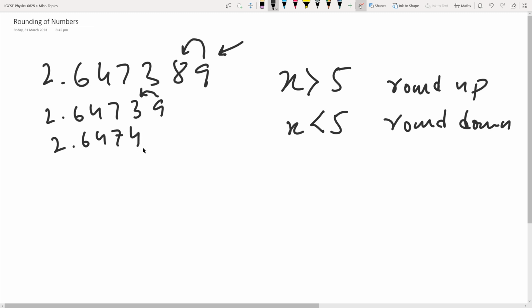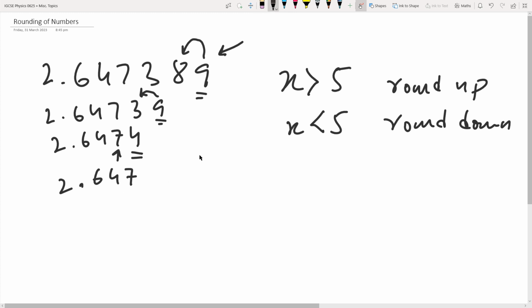So it will be 2.6474. But now over here this 4 is smaller than 5, so we are not going to round off, and we're going to keep this 7 intact. So the next would be 2.647. I'm not going to round it up, I'm just going to keep it as is. I'm just going to put a 0 over here, if I have to. But for now I just want to get to three significant figures out of this big number.